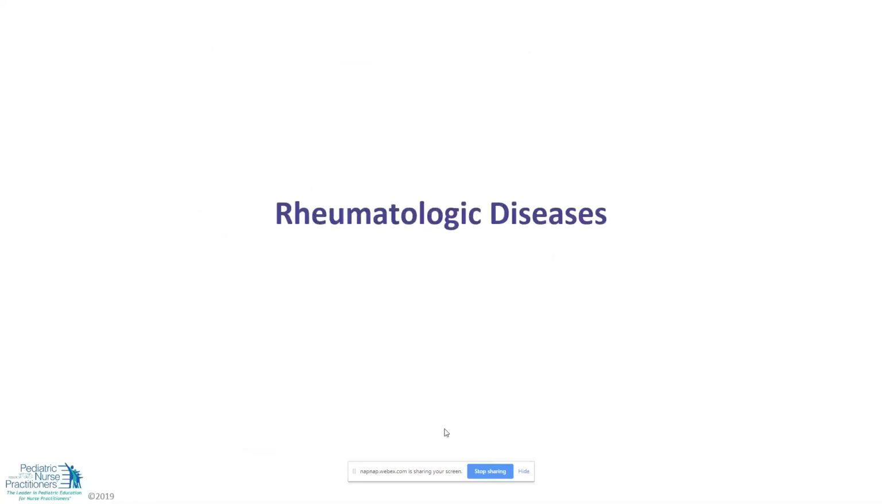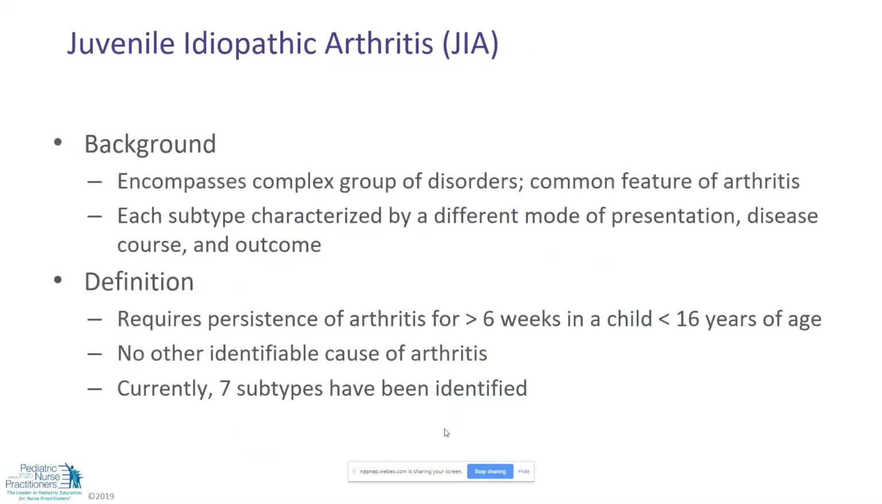We'll move on to the rheumatologic diseases now. This is a very brief overview of the rheumatologic diseases. Certainly, if this becomes your specialty, your knowledge will grow well beyond this, but this is an adequate overview for the purposes of this course. We'll start with juvenile idiopathic arthritis, or JIA. This formerly was known as JRA.